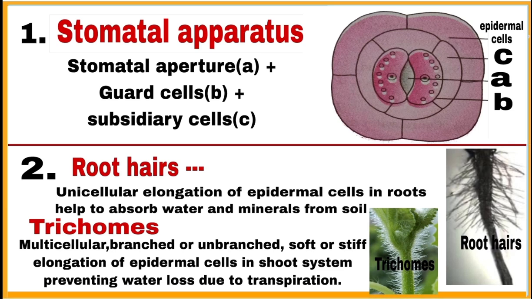Now next, root hairs and trichomes. Elongation of epidermal cells in roots, which are unicellular and help in absorption of water and minerals from soil are root hairs. While elongation of epidermal cells in shoot system, which are multicellular, branched or unbranched, stiff or soft, and help in preventing water loss due to transpiration, they are trichomes.